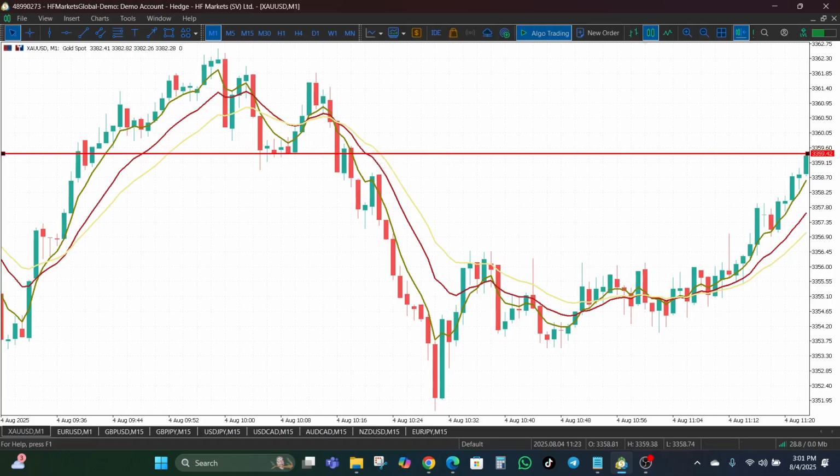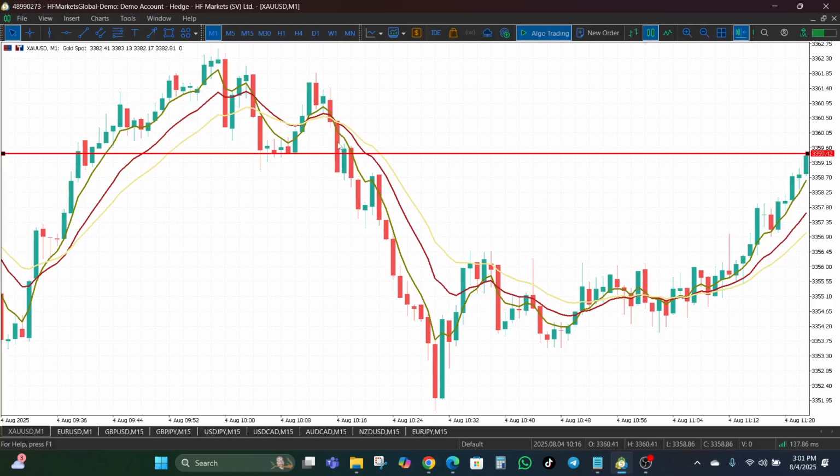All right, so it is quite easy. It's clean, it's fast, and there is no messy indicator clutter on your screen. Now for your stop loss, you have to keep it tight. Just place it above the pullback for a sell trade.